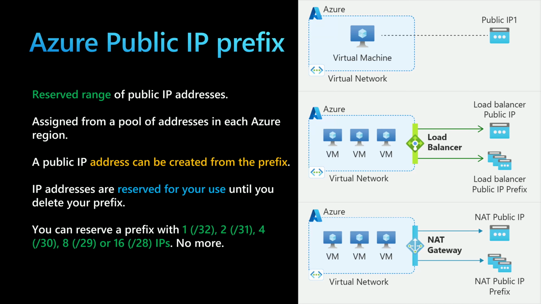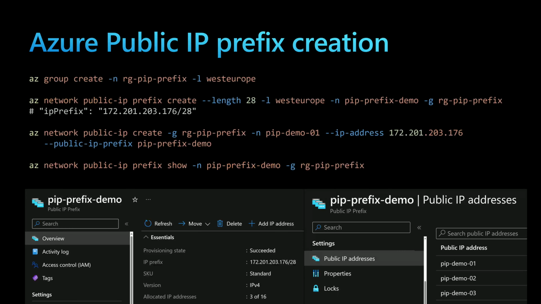IP addresses are reserved for your use until you delete your prefix. You can reserve a prefix with only one IP, 2 IPs, that is /31, 4 IPs, 8 or 16 IP addresses, but you cannot create more than that. Let's see how that works.